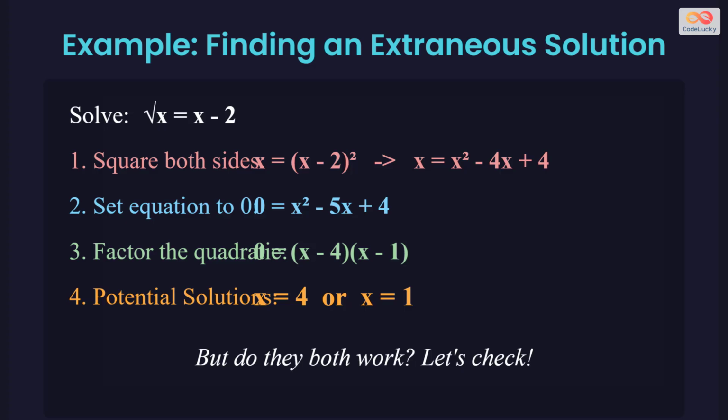Let's see an extraneous solution in action. Consider the equation, the square root of x equals x minus 2. The radical is already isolated, so we square both sides. This gives us x equals the quantity x minus 2 squared. Expanding that gives us x equals x squared minus 4x plus 4. Next, we set the equation to 0, which gives us 0 equals x squared minus 5x plus 4. Factoring this quadratic, we get 0 equals the quantity x minus 4 times the quantity x minus 1. This gives us two potential solutions, x equals 4 and x equals 1. But are they both correct?